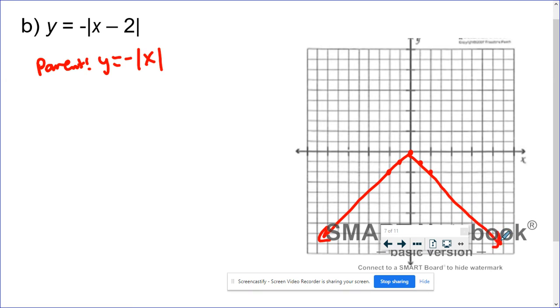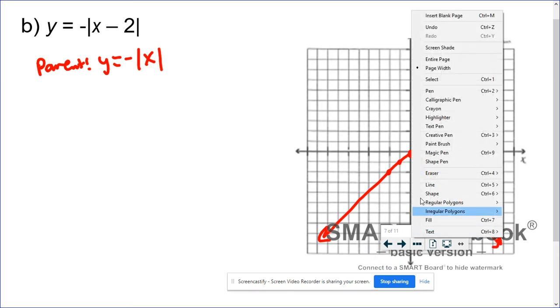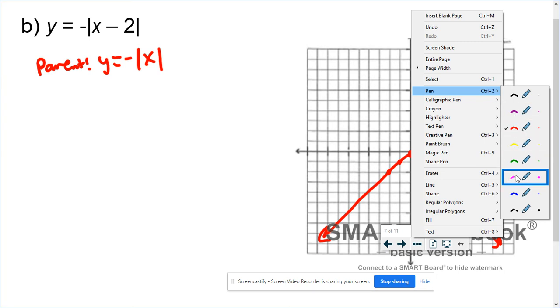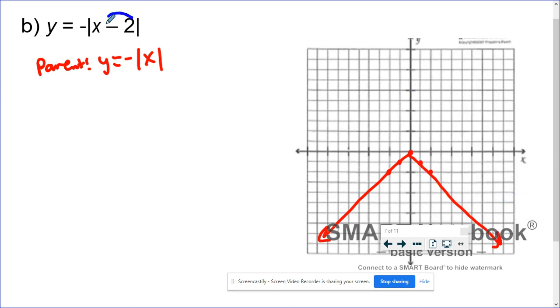When I go ahead and do the translation, that -2 is going to move it right 2. So move every one of those points right 2. Now the blue is the function that was given at the beginning. The red was the parent function. Again, same shape. Blue got shifted right 2 based on that -2 on the inside.